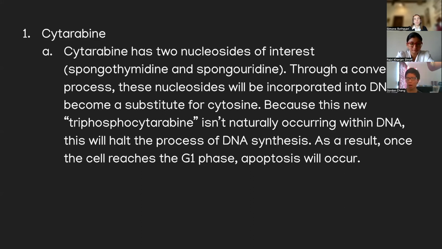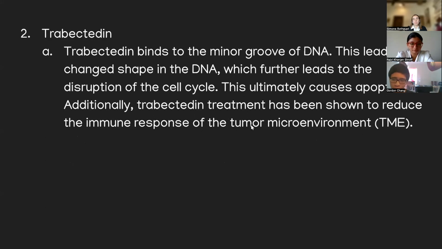But because natural DNA has cytosine in it, and now that this has been replaced, this will halt the process of DNA synthesis. And as a result, once these cells reach the first growth phase, apoptosis will occur. And this is extremely beneficial within tumor cells, as those are the cells that scientists and researchers are trying to eliminate. And same thing, a desired artificial apoptosis is what trabectedin aims to do as well.